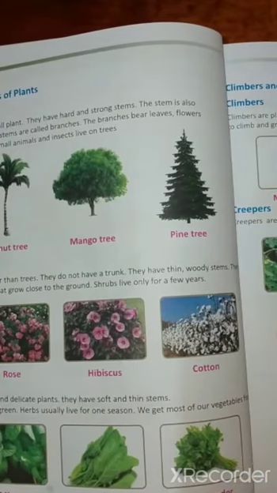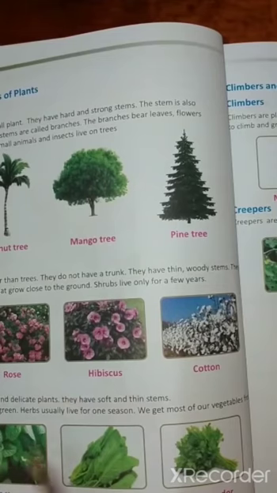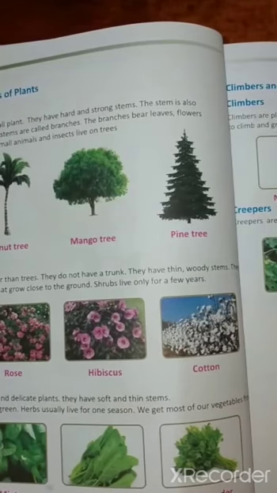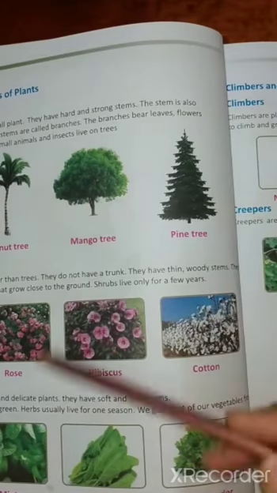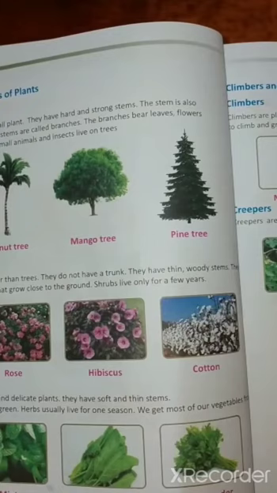Okay, so what you have to do, you have to read your homework for this week, the paragraph which we have read today, and you have to watch the different kinds of plants outside, and then you have to tell your parents whether they are trees, shrubs, herbs, creepers or climbers.